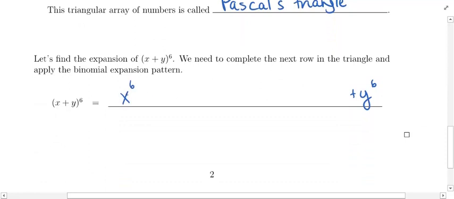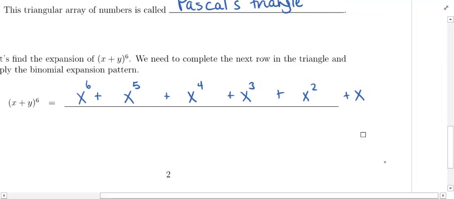Okay, my first term is going to be x to the sixth. So that means that the next term is going to have x to the fifth. Okay, and again, I'm so scared of not leaving enough room. Okay, so x to the fifth. And then the next term is going to have x to the fourth. And then the next term is going to have x to the third. And then the next term is going to have x squared. And then the next term is going to have x to the first. And then the last term will have no x's, but it will end with the y to the sixth.